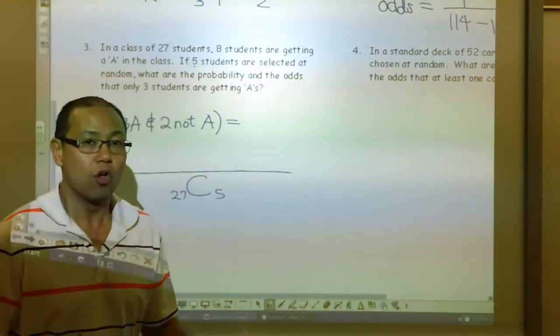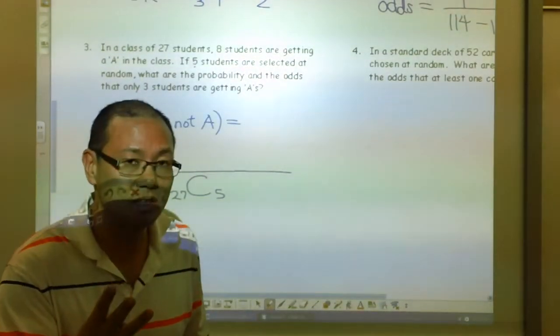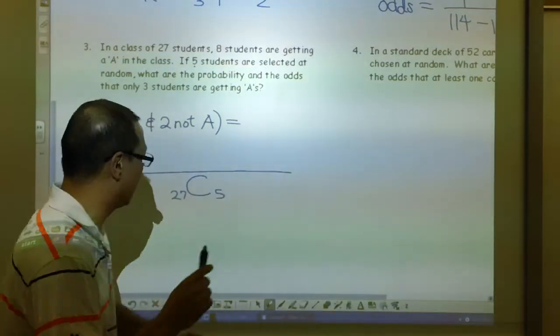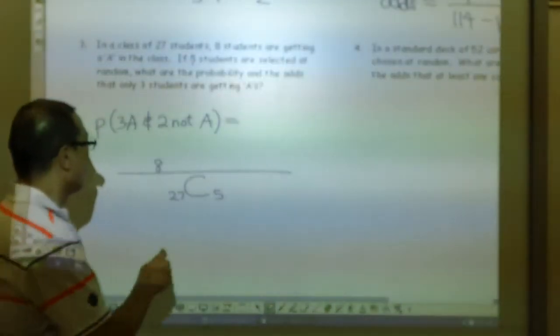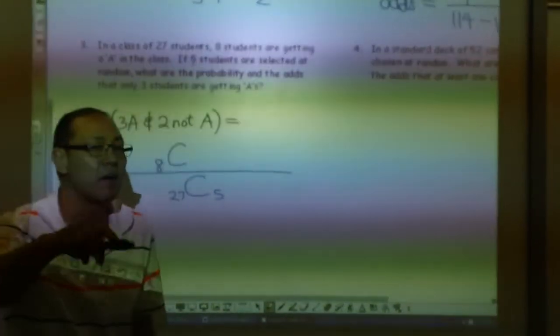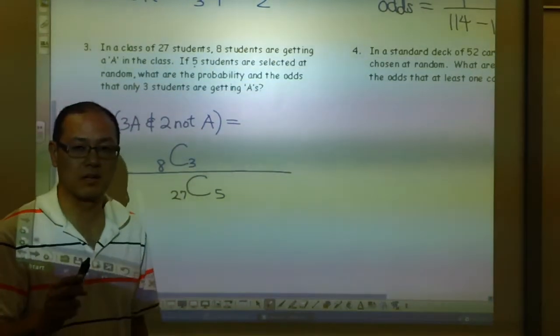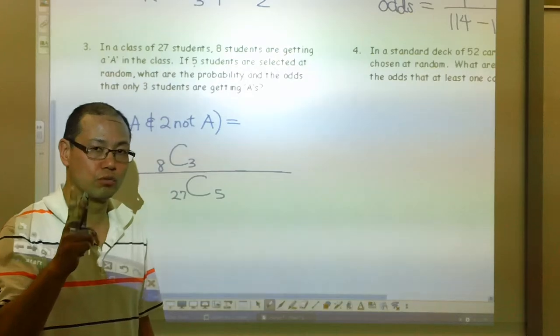And now, what are all the different ways of picking 3 students that are getting A's? You must focus just on the students that are getting A's. There are 8 students getting A's. So you are asking, what are all the different ways I could group 3 of those students out of 8? And then we got the leftover 2.